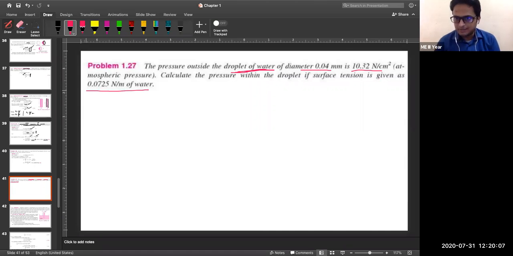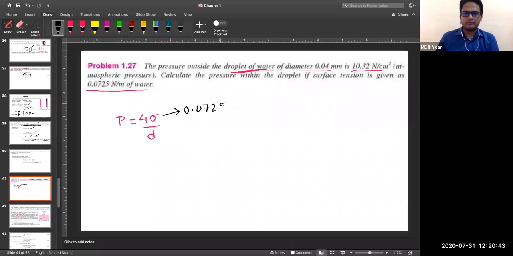So surface tension is given, outside pressure is given, diameter is given, and it is written that it is a droplet of water. So you all know which formula you have to use. You have to use P equals 4 sigma by D. Sigma is given, sigma is 0.0725 Newton per meter. This is in Newton per meter, SI unit, no need to convert it.